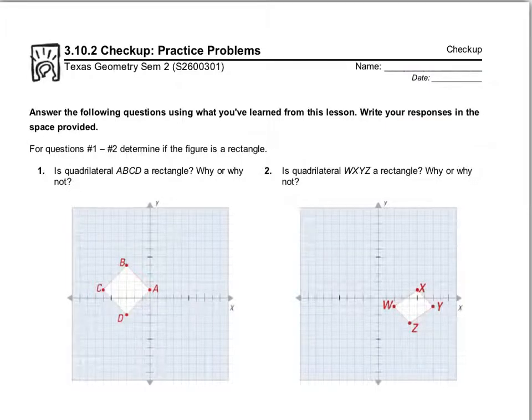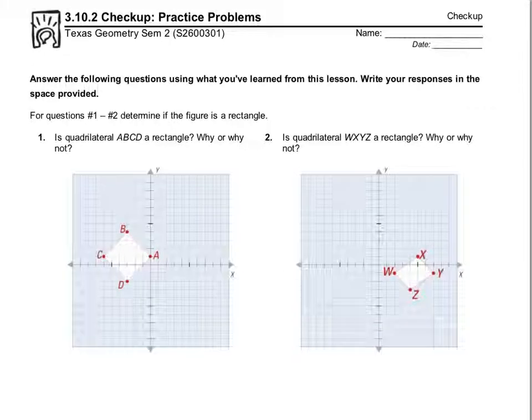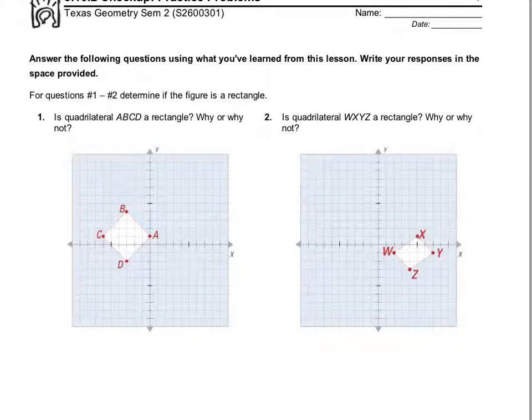Number 1 wants to know if ABCD is a rectangle, why or why not. So again, we just have to find our slopes. So we're going to rise 1, 2, 3, and run 3. So that's 3 over negative 3. The slope here is negative 1. I'm going to do the same thing for DC, because I first got to make sure they're the same. So 1, 2, 3, 1, 2, 3. So 3 over negative 3 is negative 1.